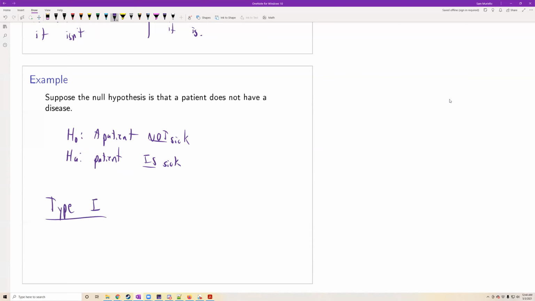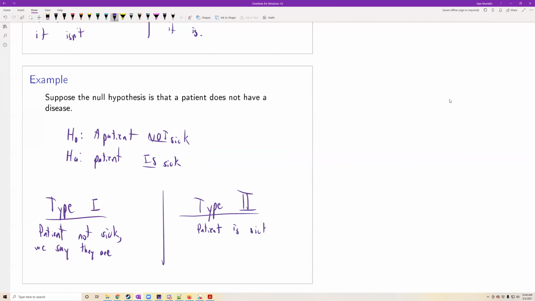For type 1 error, that would say the null hypothesis is true, but we reject it. Patient not sick, we say they are. Type 2, patient is sick, we say they aren't.